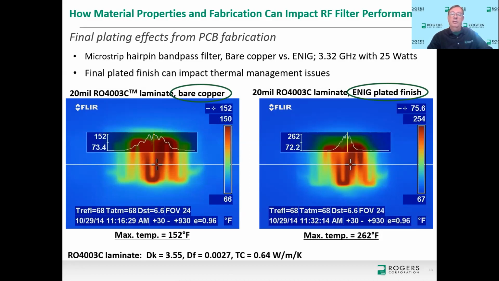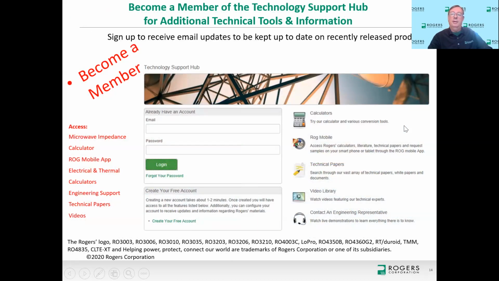The image on the left is a thermal image of the bare copper circuit, maximum temperature 152 degrees F. The image on the right, a thermal image of the exact same design, same material, same everything. And the only difference is this circuit has ENIG plating and caused more insertion loss, therefore higher heat is being generated. Here the maximum temperature is 262 degrees F. So that's all I have for the topic at this time.